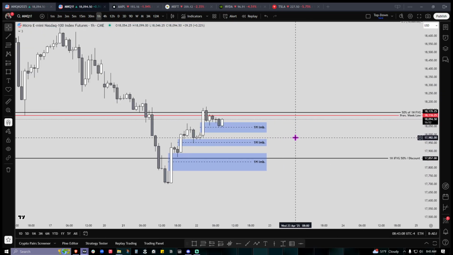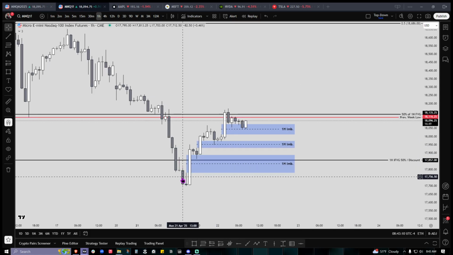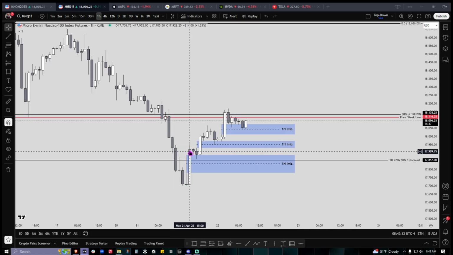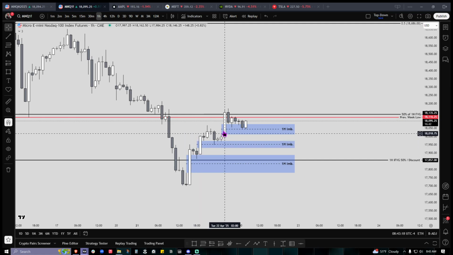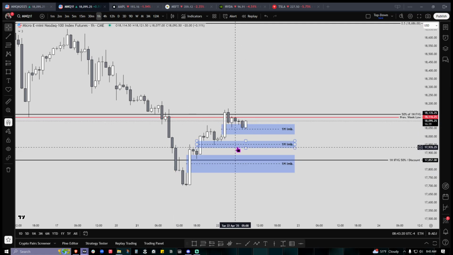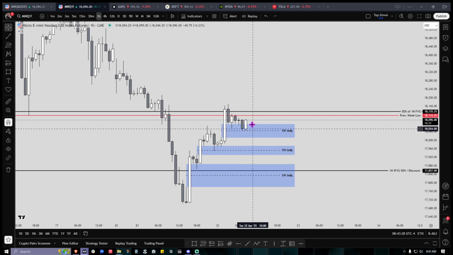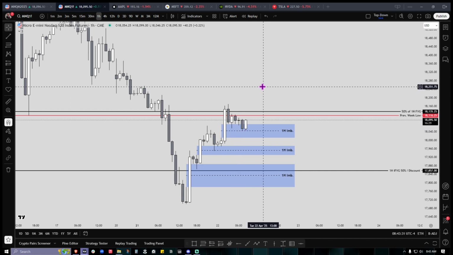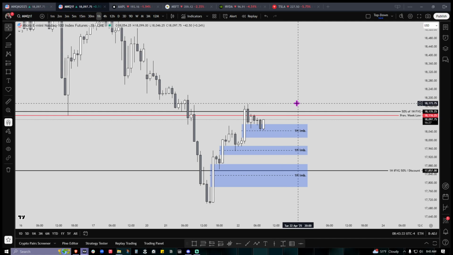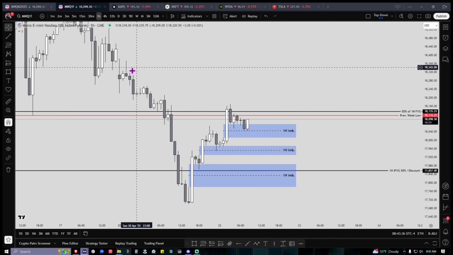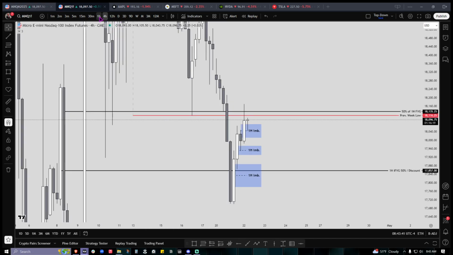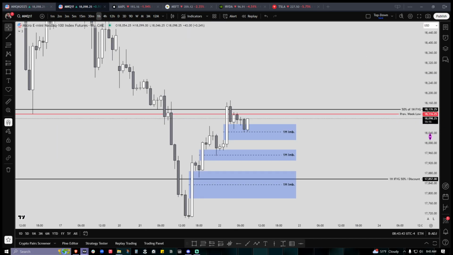So looking at the hourly now, we can see we came down into discount and then had this market structure shift to the upside, and we have just been doing the same since, creating these imbalances. And as you can see right now, we seem to be respecting 50% of this imbalance. So to me, price looks like we want to start going higher to take out some of this buy side liquidity. But to get into the scenarios, I am going to be watching these two levels here.